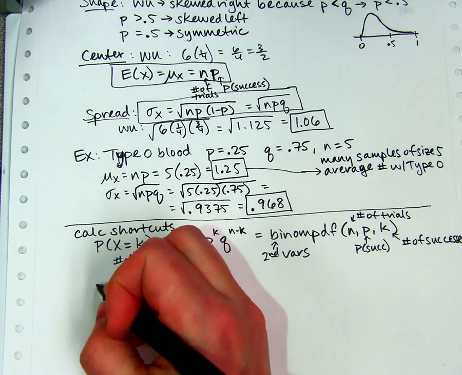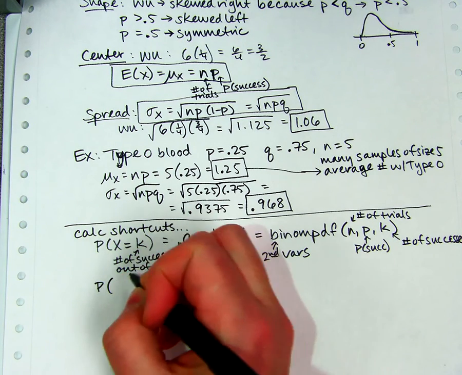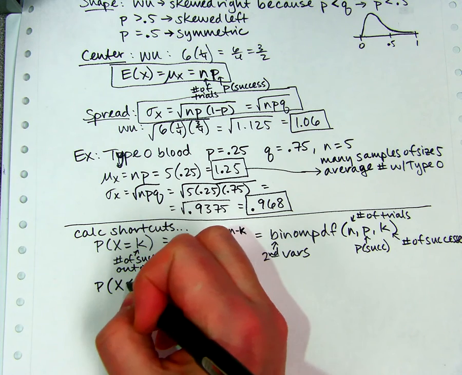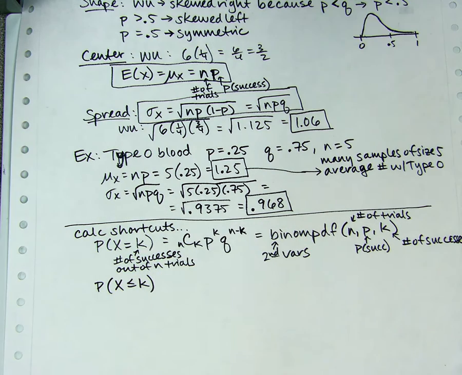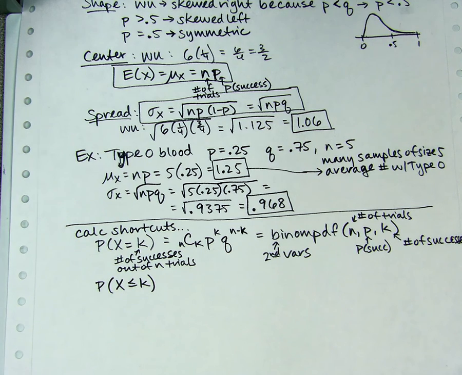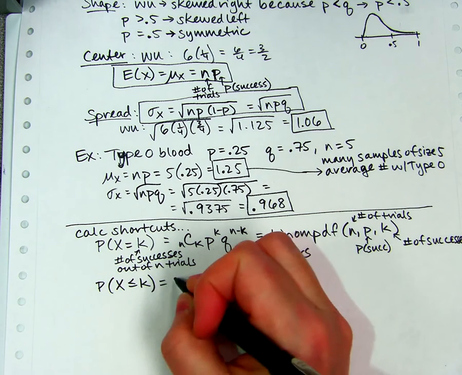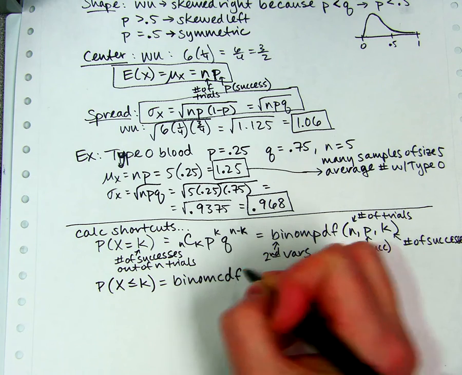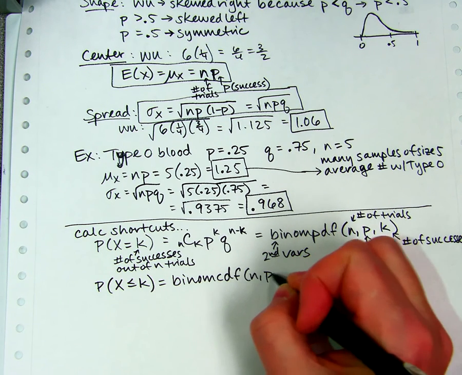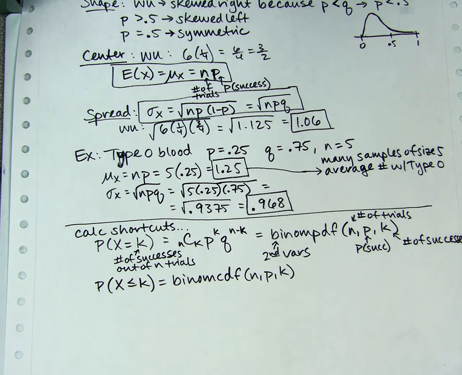CDF is the cumulative distribution function, which is x is less than or equal to k. So that's like the probability of 0 plus the probability of 1 plus the probability of 2 plus all the way up to k, and so much faster to do binomcdf. And again, you'd have to put n, p, and k in there. And that would give you the probability of getting that many or less.